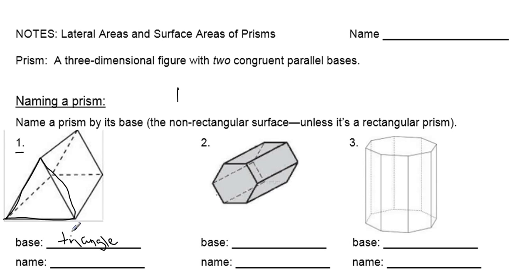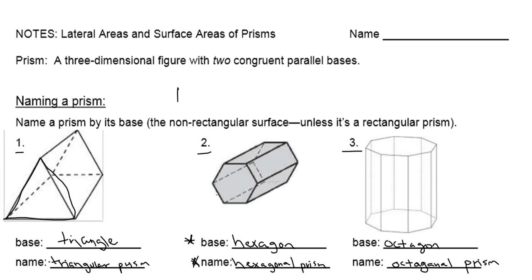And we would name the prism by its base. So this is a triangular prism. Okay, so for number 2 and 3, first identify what the base is and then name the prism. So number 2 is a hexagon for the base, and the name for that is a hexagonal prism. Number 3, the base is an octagon, and we call it an octagonal prism.